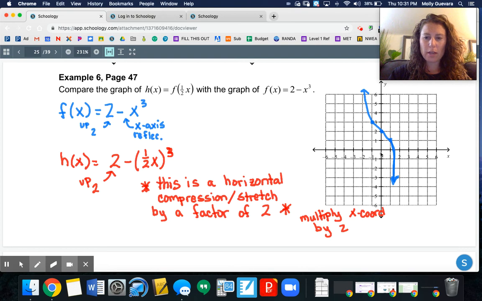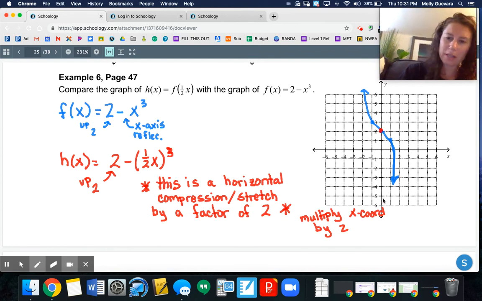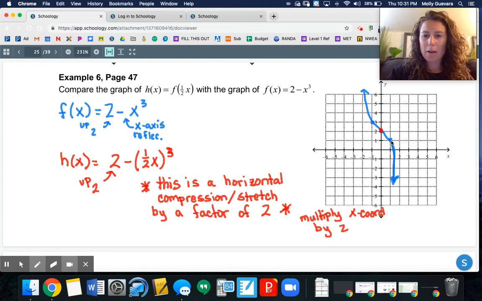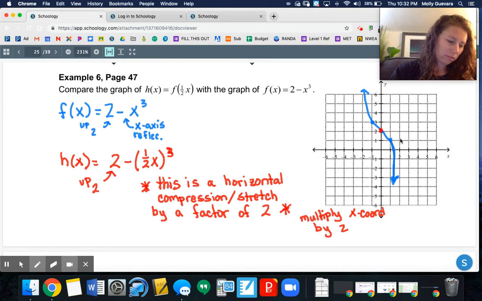So again, my normal point would be 0, 0. The x coordinate of 0, 0 is 0. So 0 times 2 is still 0. And then I just go up 2. So that shares a point, but that's okay. Let's look at 1, 1. Oh, the x coordinate of 1, 1 is 1. 1 times 2 is 2. So it's going to be out here. So hopefully that makes sense.